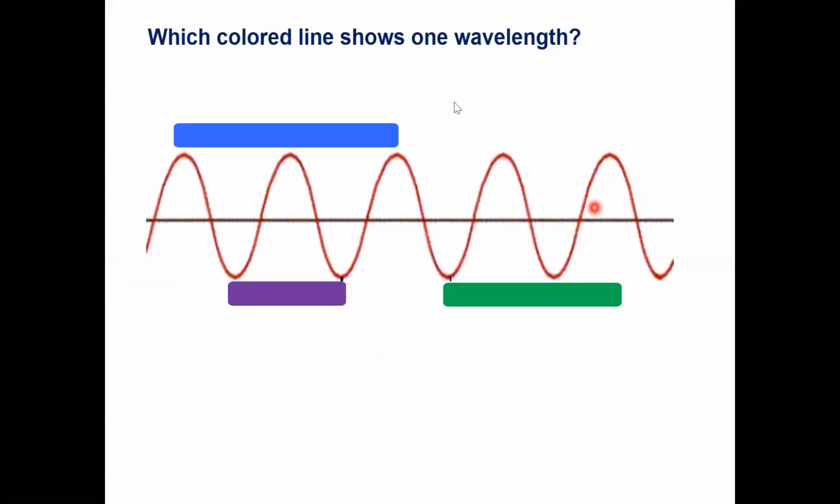All right, so this one says, which colored line shows one wavelength? Is it the blue, the purple, or the green? Go. Blue. Okay, so I heard blue, I heard purple. Anybody else?